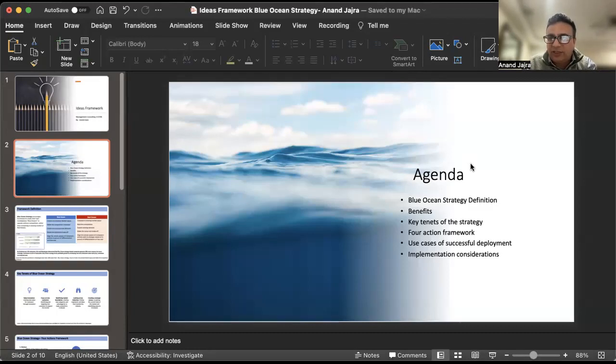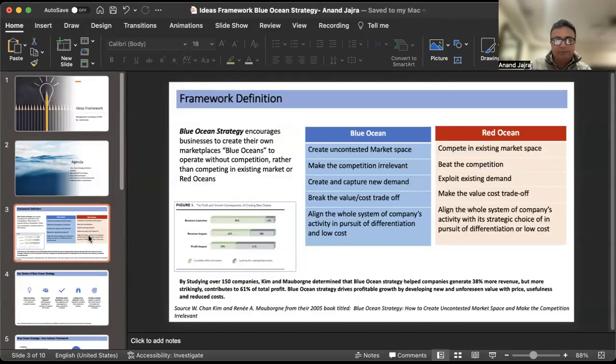We'll talk about the definition, some of the benefits, key tenets of the strategy, how to deploy it, and some of the useful, successful use cases along with implementation consideration. Let's jump in. The framework definition.